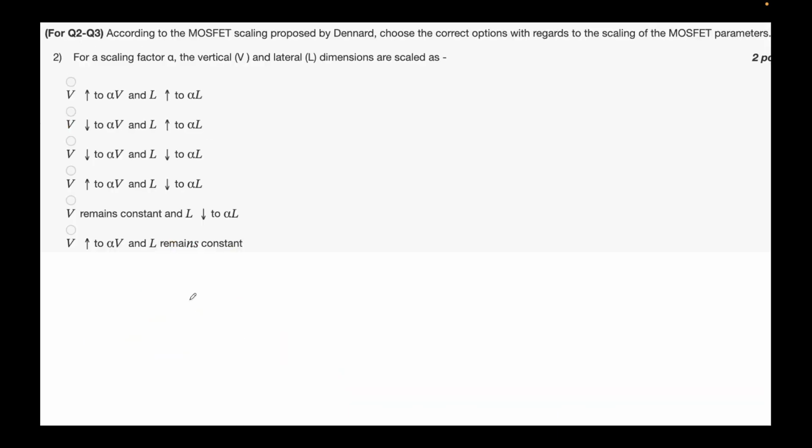So the scaling was proposed by Dennard. In that sense, this is the question. It's a very simple thing. If you want to pack more transistors on the same area, what do you do? Reduce their dimensions, right? It's very simple.